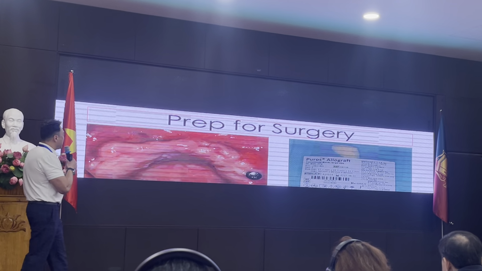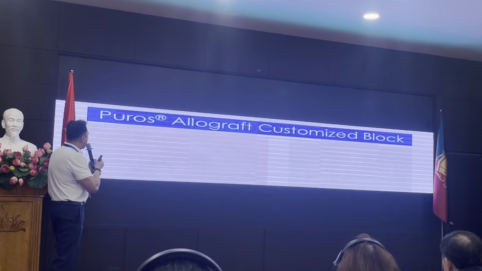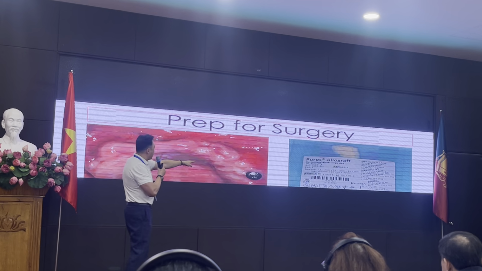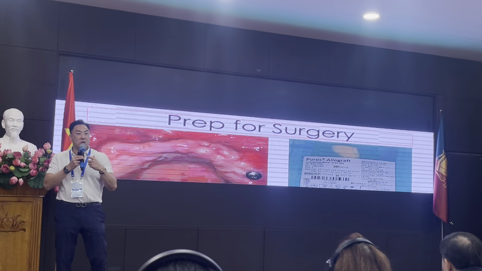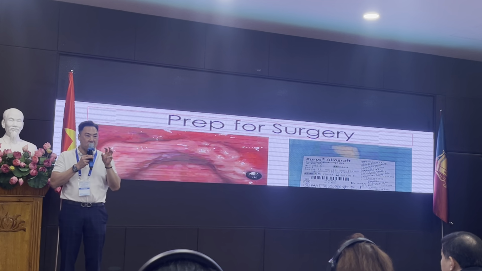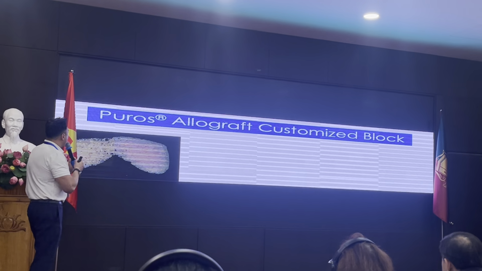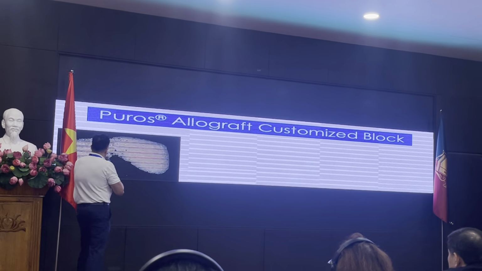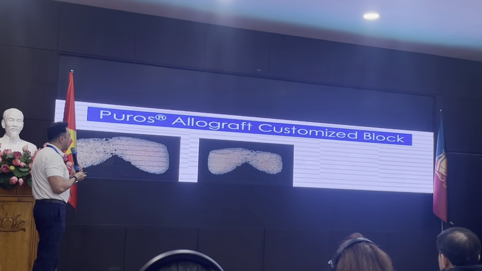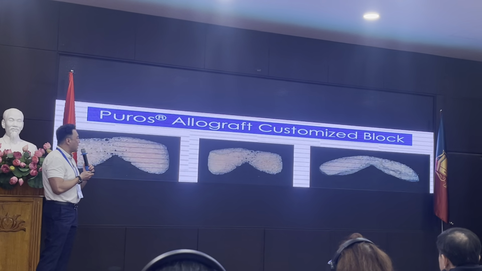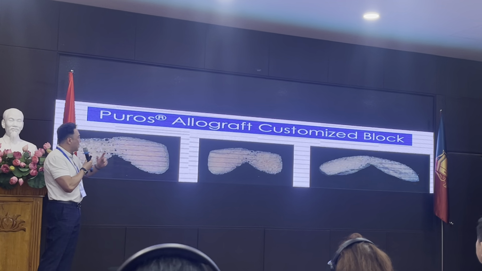So here's that custom bone block that was fabricated. You can see I have implants placed posteriorly to somehow be able to utilize with some locators, using the maxillary denture as the provisional. This is the custom bone block that was created. Very, very detailed in terms of the size that's going to be custom fit for that particular patient. And so this is an allograft that's going to be used.